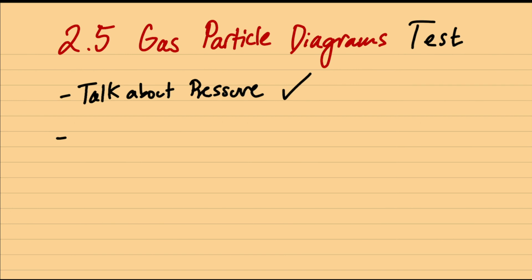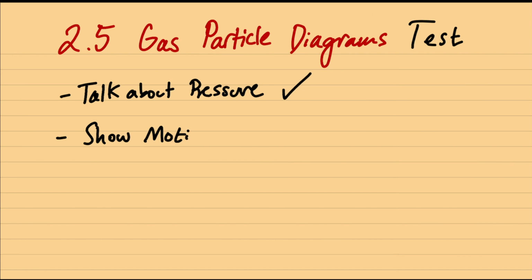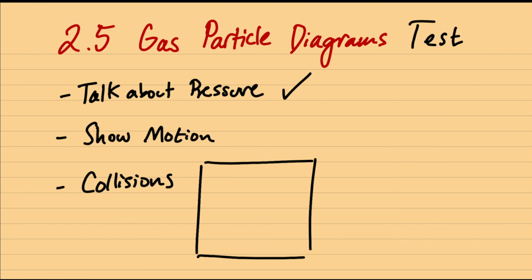Some other issues that I saw were in your drawings, you didn't show any motion of particles, or you didn't talk about any motion at all. Another thing that I saw a lot was that you didn't talk about particle collisions. And guys, remember, if we have a gas sample in a box, in a container, the pressure comes from the particles colliding with the walls of the box. It doesn't come from the particles colliding with each other.